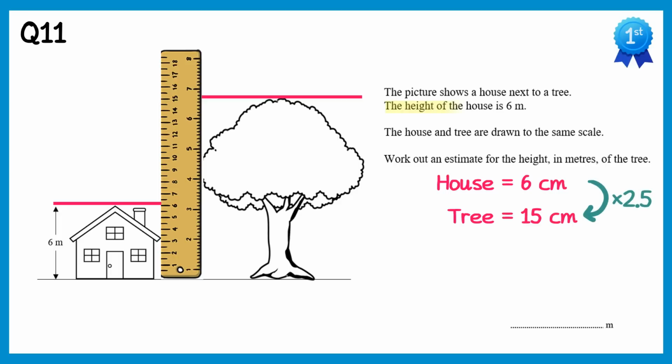Now we're told in the question the house is 6 meters tall. So if we take 6 meters and times that by 2.5, we get an estimate for the height of the tree, which is 15 meters.